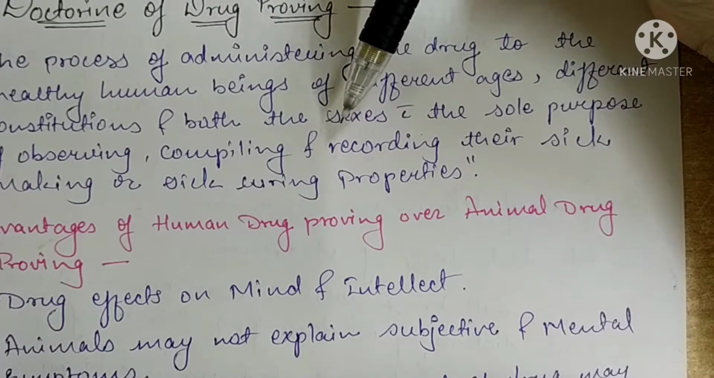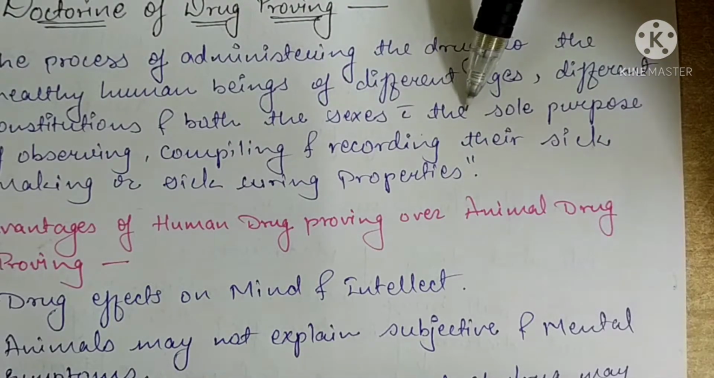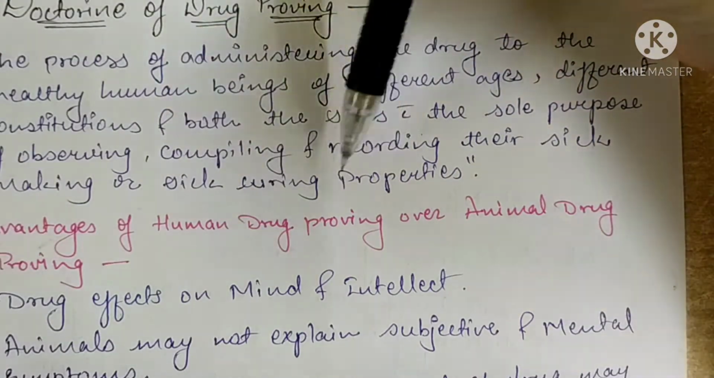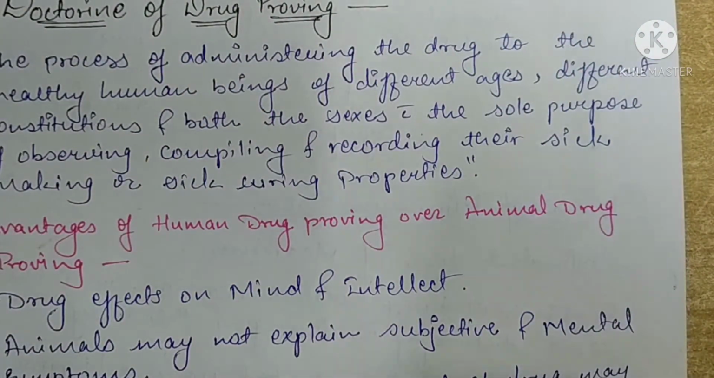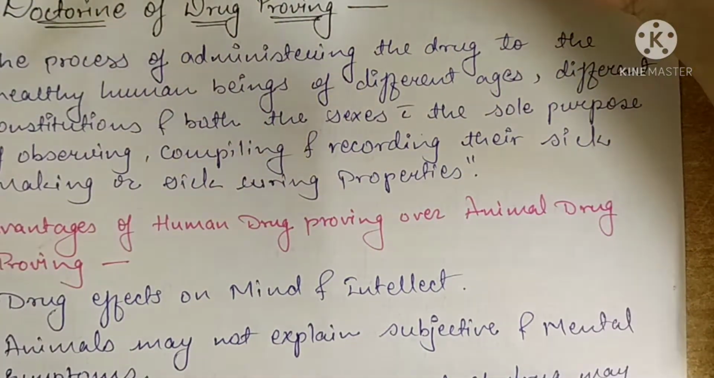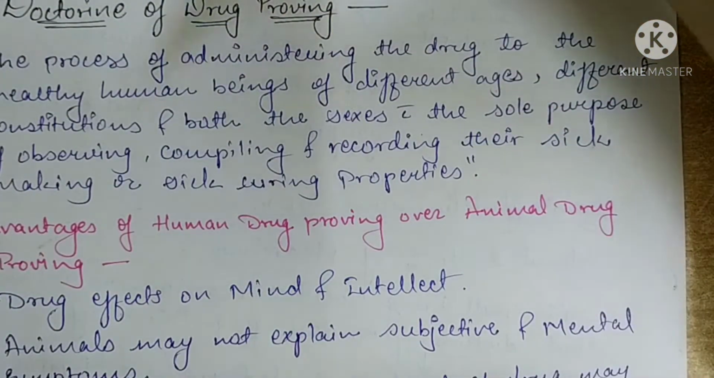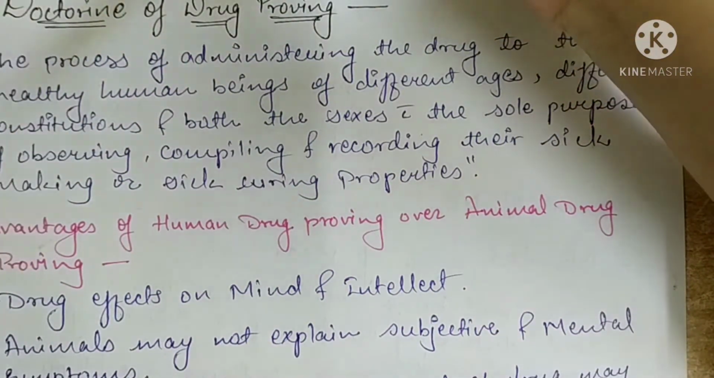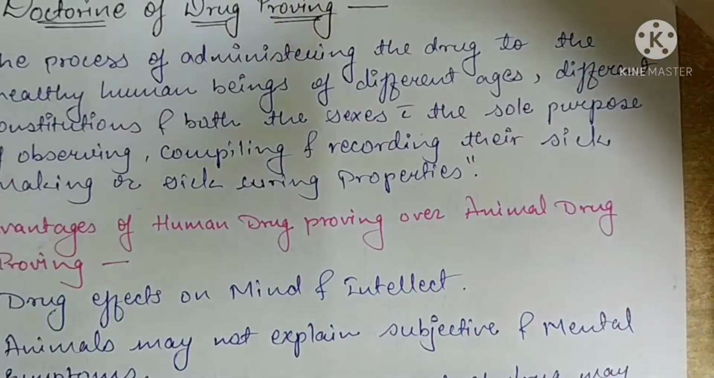Like in females there are some menstrual cycle diseases, and in men we have seen that gonorrheal infection is seen. So we have to prove on both the sexes. This is how the curative properties will be enhanced by this kind of drug proving. Also keep in mind that drug proving is only and only done on healthy human beings, not on a diseased person. If we prove the drug on a diseased person, it will mix up or confuse the drug symptoms as well as the disease symptoms.